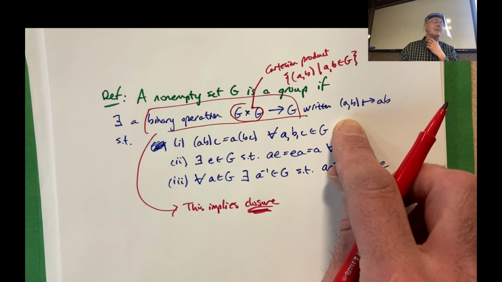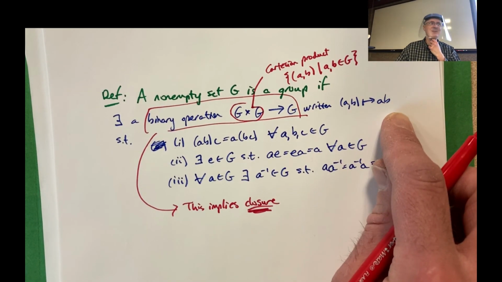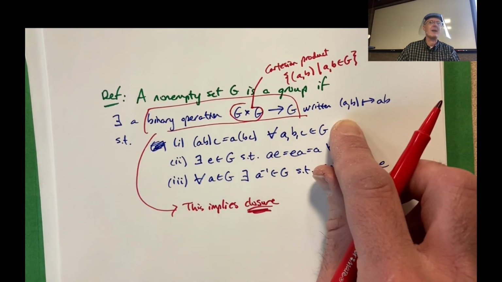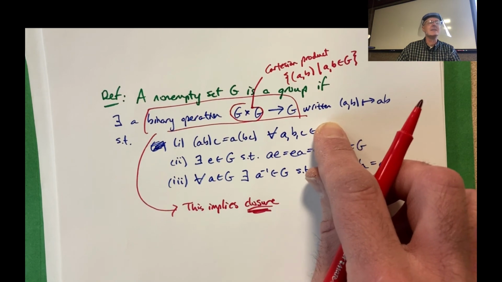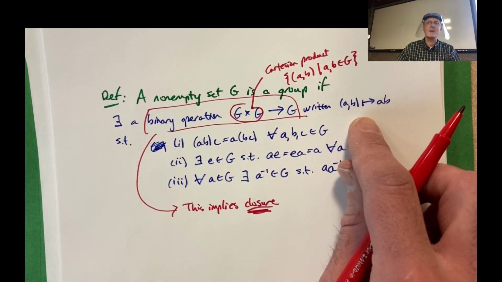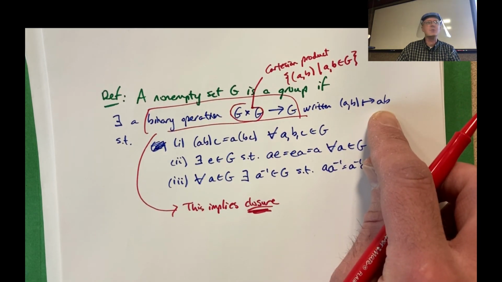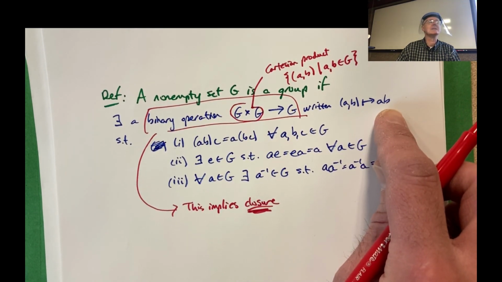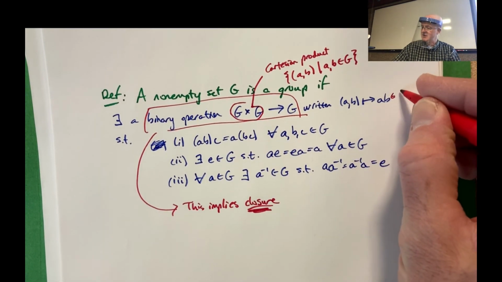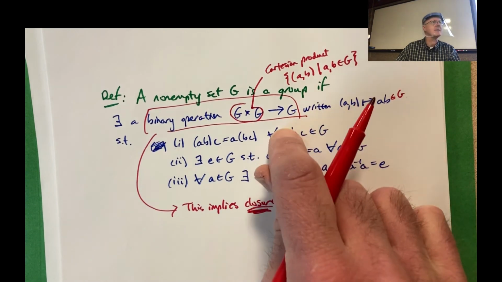However, we hardly ever write the ordered pair, right? We usually just write the product. The ordered pair, in a sense, is just understood, but to be technical about it, that's what it is. An ordered pair gets mapped to ab, which is some element of G. This is an element of G, which is emphasized by the fact that the codomain of this function is G itself.